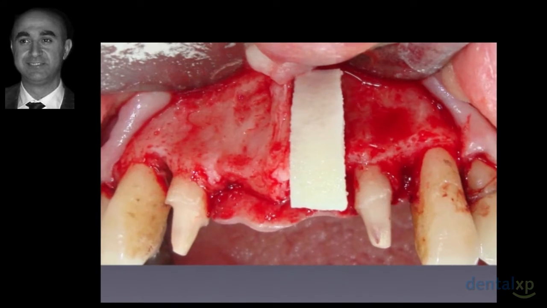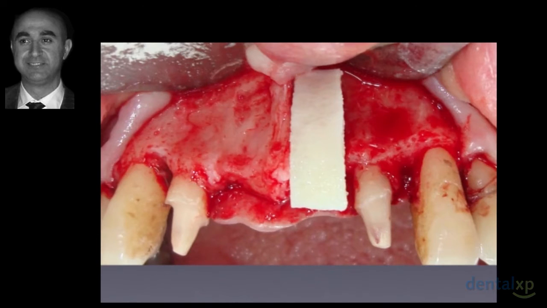So in this case, the choice was to augment this premaxilla, and in this case I decided to use bone blocks. But instead of taking bone blocks from the patient herself, I decided to use the allografts, the allogenic bone blocks, which in this case is the Mineros bone blocks from BioHorizons. And it is a corticocancellous type of bone block.